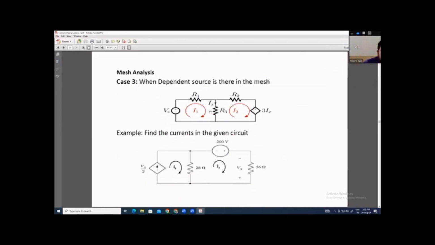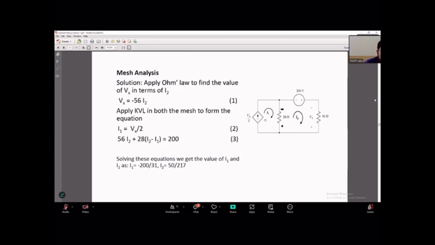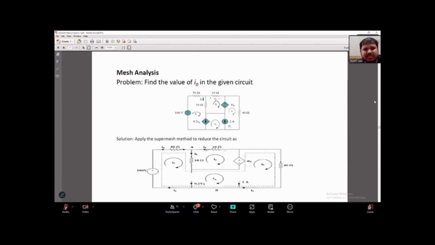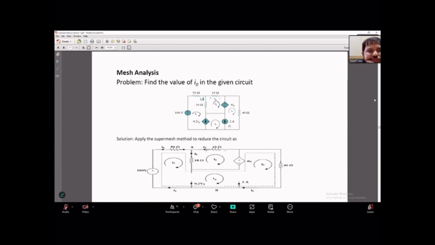Super mesh we saw with this dependent source. I think dependent source also. Yeah, this we have done. Now next we will do a problem which combines both these things, that means this super mesh concept and also the concept of this dependent current source. Okay, so you have to use both here to solve this problem.